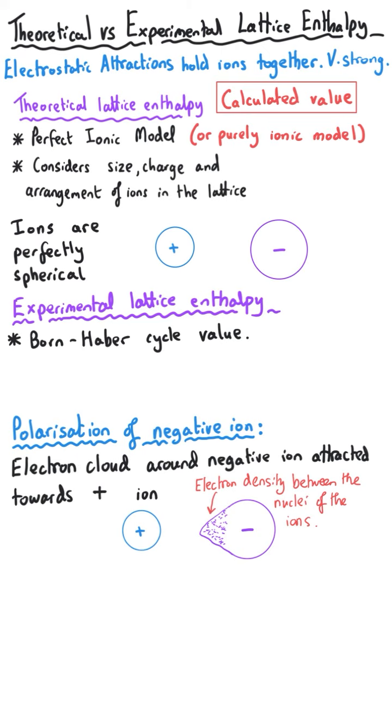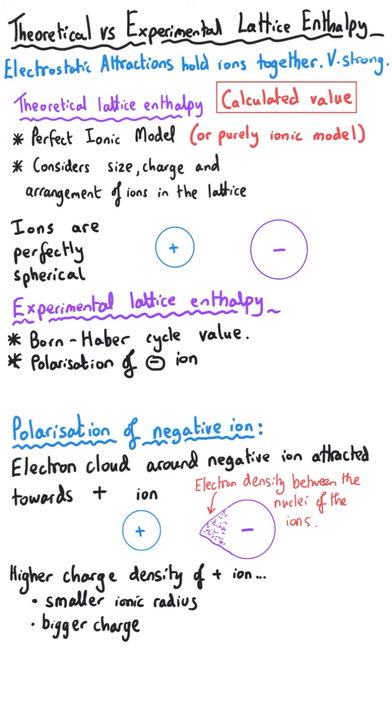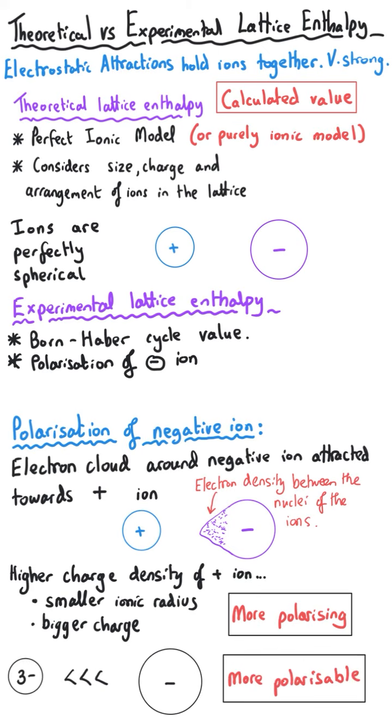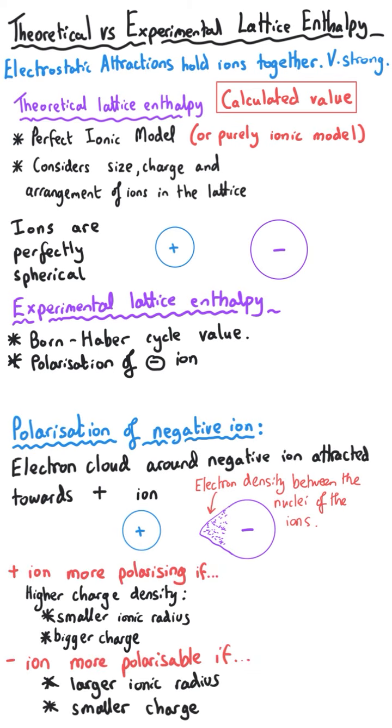But in practice, it would in fact go in both directions. And it follows that the charge density of the positive ion is going to have a really big influence on how much polarization occurs of the negative ion. For instance, a small, highly charged positive ion will be highly polarizing, whereas a large, singly negative ion will be highly polarizable. And so as a result, you can get significant differences in polarization of the electron cloud around the negative ion.